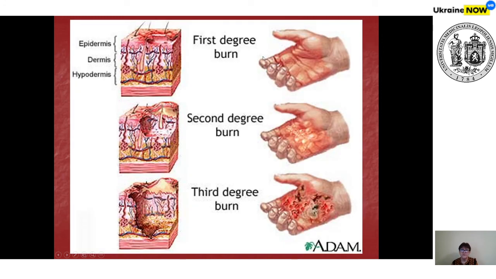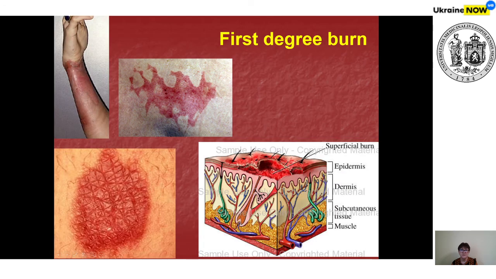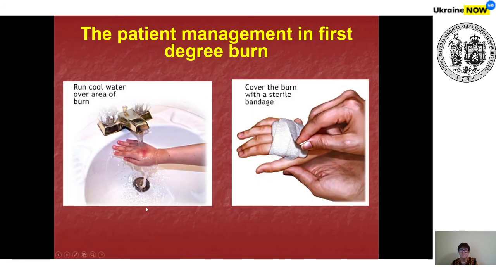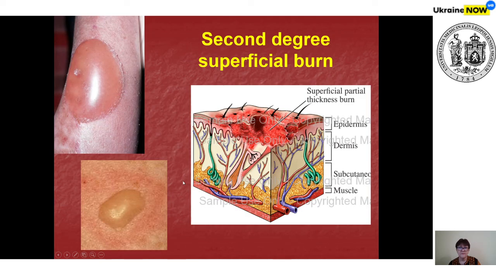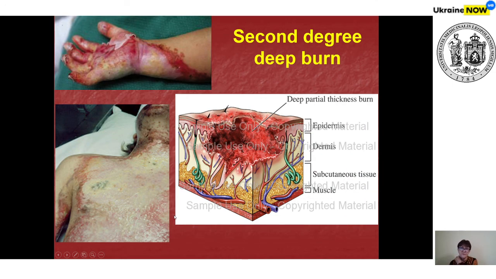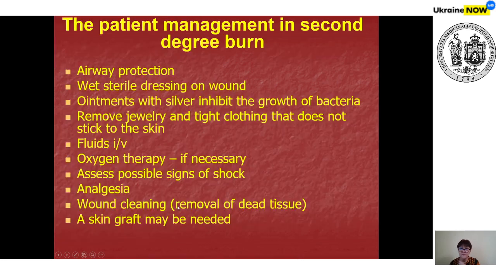You can see here first degree burns, second degree, and third degree burns. On the patient, it can look like this. The management of first degree burns includes cooling with water over the area of the burn and covering the burn with a sterile bandage. Second degree superficial burns: blisters are characteristic for this degree and for deep second degree burns.